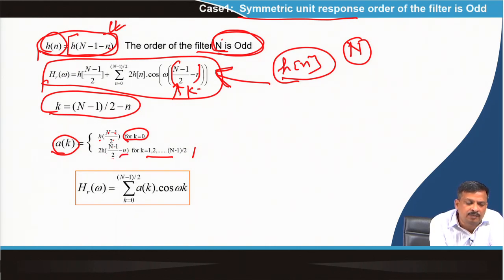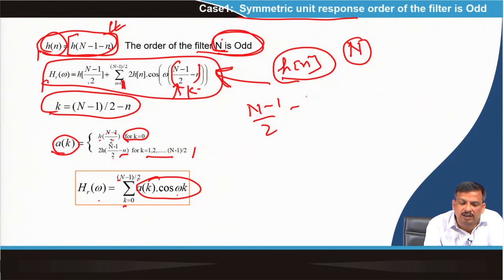Then I can say that H_R(omega) is nothing but a sum over k, from k equal to 1 to (n minus 1)/2, because one term is already extra. So I can say k equal to 0 to (n minus 1)/2 is a generalized form. Let (n minus 1)/2 minus n equal k.